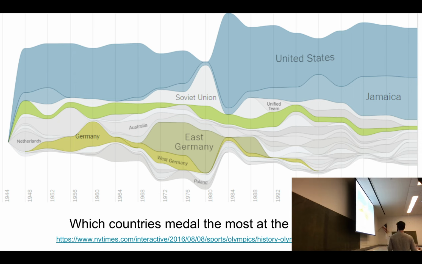Jamaica, right, in recent years, they've really come on as a country. Now, this chart doesn't tell us why, right? It's probably because of track and field events, right? They're really good at those. But we can see the trend, right? The pattern of the countries over time. Yeah, good.